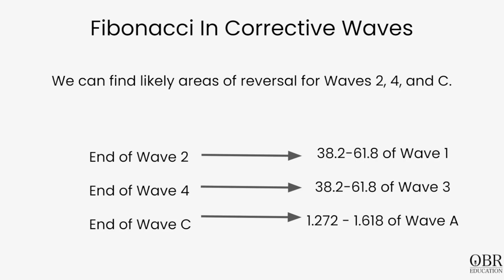So to find the end of wave 2, we're going to look at the 38.2 to the 61.8 of wave 1. To find the end of wave 4, we're going to look again for the 0.382 or the 38.2 to the 61.8 of wave 3. So essentially just the last impulse wave we had, right? And to find the end of wave C, we're going to look for the 1.272 to the 1.618 of wave A. And we have a lot of examples coming up to highlight this for you guys.